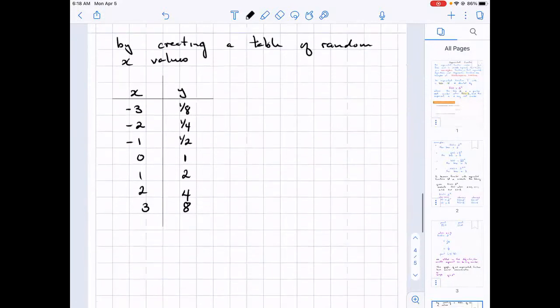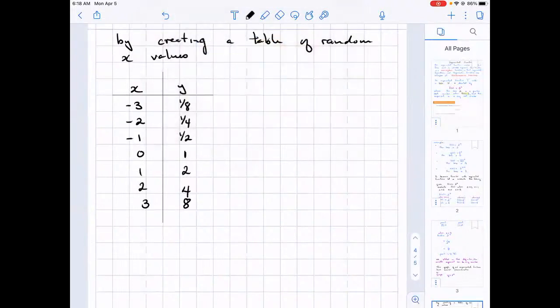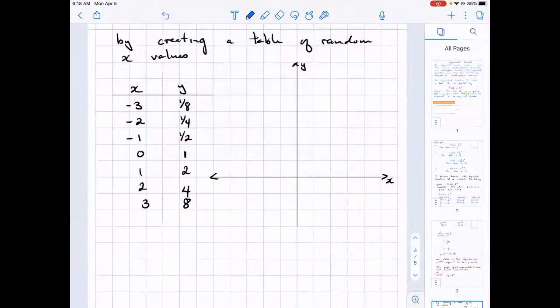And if you graph these points, by looking at an xy axis, you will notice that first of all, the graph does pass through the point (0, 1).